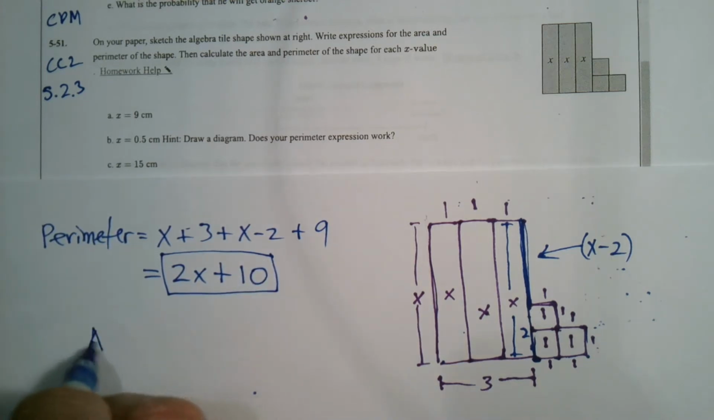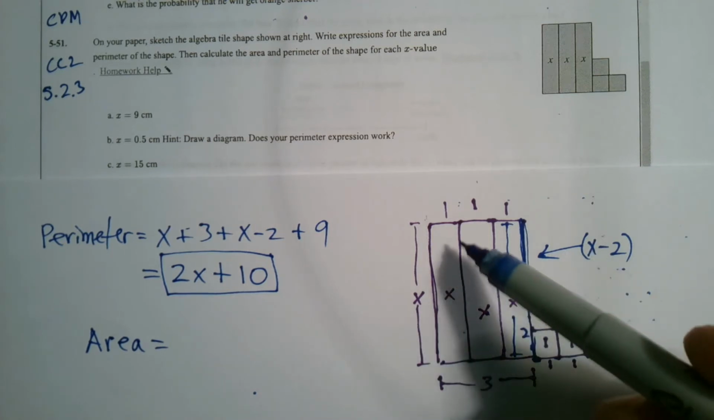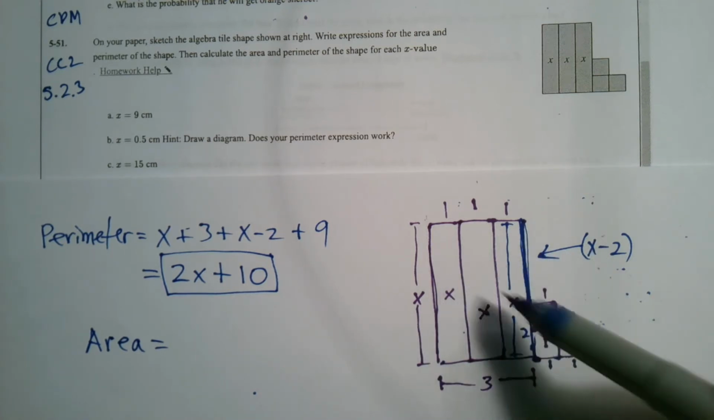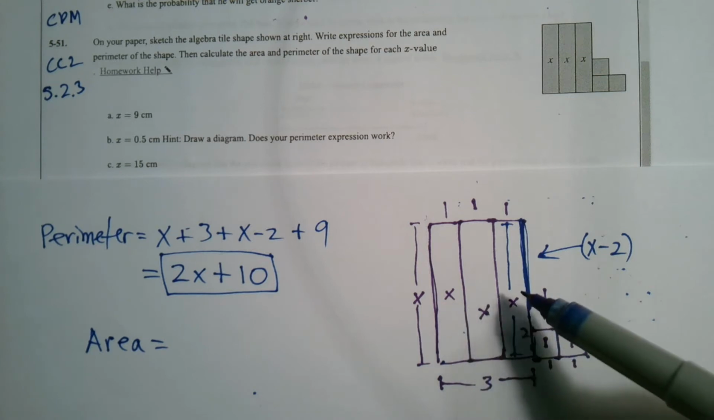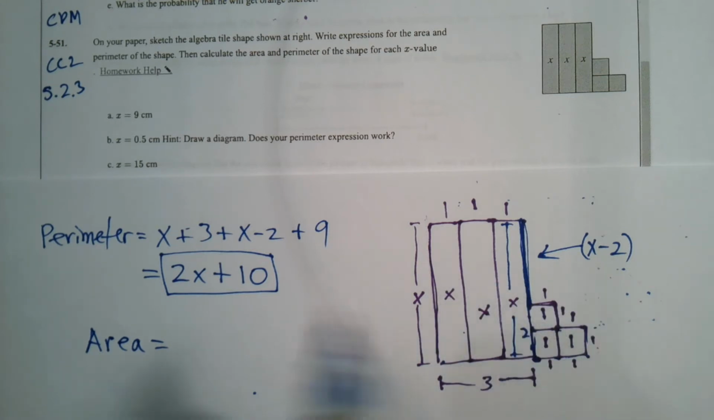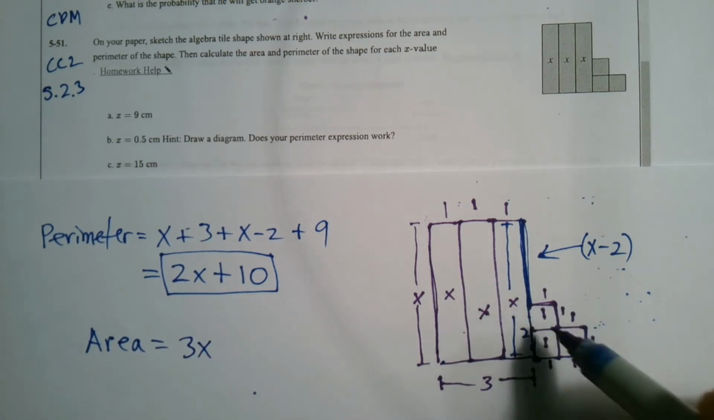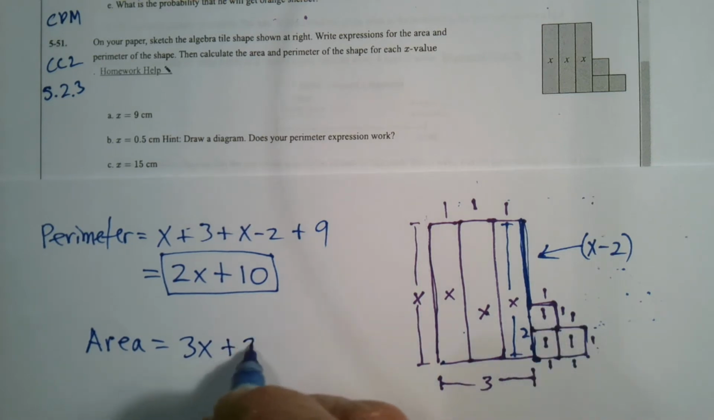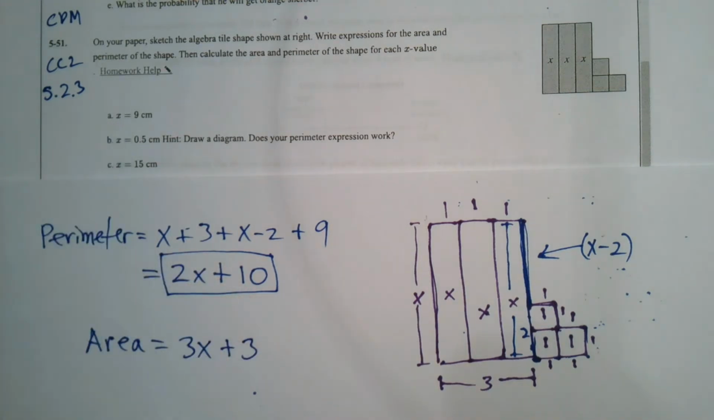For area, remember, area is the stuff inside, and the tile name is its area. That's an x tile, an x tile, an x tile. So how many x tiles are there? There are 3 x's, and then these are all units, and there are 3 units. So that's my area expression, 3x plus 3.